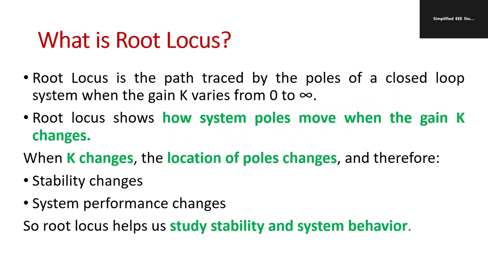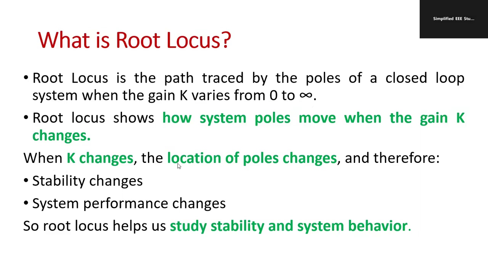According to the definition, root locus is a path traced by the poles of a closed loop system whenever the gain k varies from 0 to infinity. That is the meaning of root locus. It's a path basically traced by the poles of a closed loop system whenever you are going to vary the gain k from 0 to infinity. That means the root locus shows how the system poles move when the gain k changes from the range of 0 to infinity. So we have the following observation.